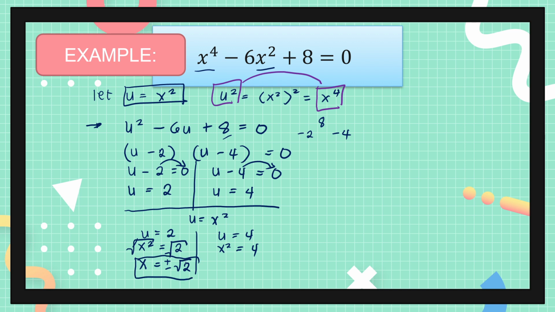Okay, and then for the second value, which is u equals 4, we have here x squared equals positive 4. Again, same process, apply the square root property to remove the exponent. So the square root of x squared will give us x equals the square root of positive 4, that is positive and negative 2. So therefore, the values of x are positive square root of 2, negative square root of 2, positive 2, and negative 2.